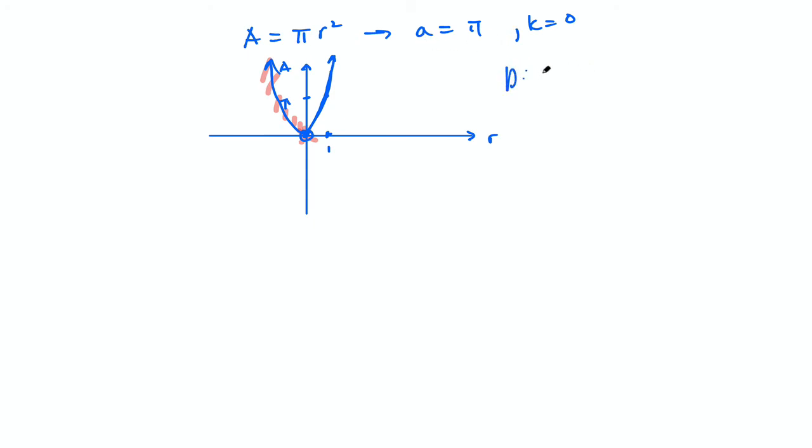So the domain of this is that the radius must be positive. As long as the radius is bigger than 0, it could work. As for the range, the area must also be positive. We can't have 0 area, or we can't have negative area.